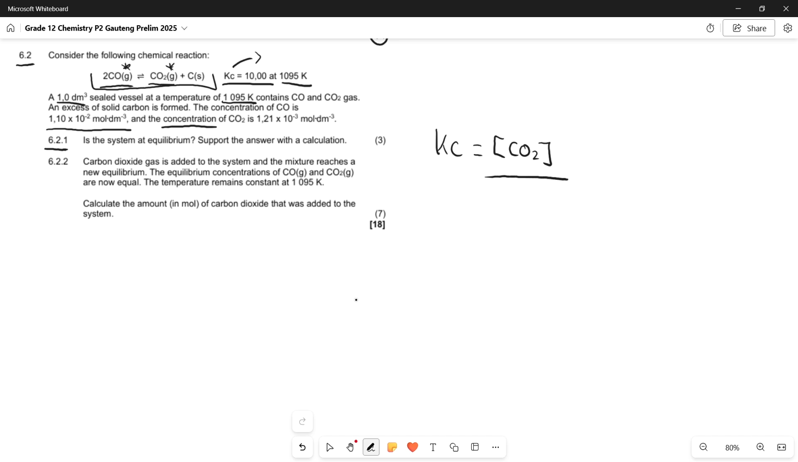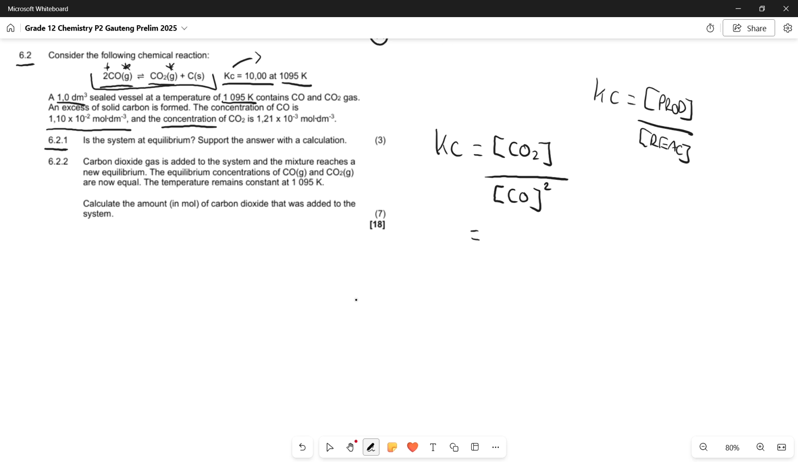But when we come to the concentration of CO, we see that there is in fact a 2 over there. So we have to put it to the power of 2. A reminder that Kc is our concentration of our products over the concentration of the reactants. And that's why we put the CO2 first, because that is our product over here, and the CO to the power of 2 in our denominator, because that is our reactant.